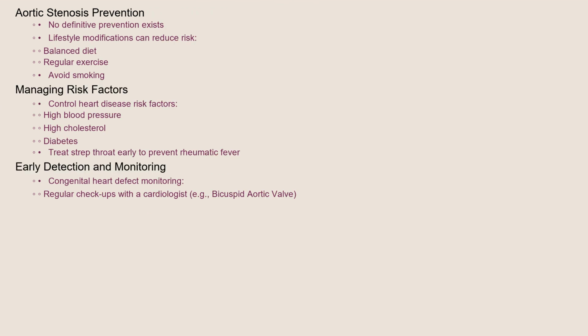Currently, there's no definitive way to completely prevent aortic stenosis. However, certain lifestyle modifications and preventive measures can help reduce the risk of developing or worsening the condition. These include maintaining a healthy lifestyle with a balanced diet, regular exercise, and avoiding smoking. Controlling risk factors for heart disease, such as high blood pressure, high cholesterol, and diabetes, is also crucial. Early detection and treatment of strep throat can help prevent rheumatic fever, which can lead to valve damage. If you have a known congenital heart defect, such as a bicuspid aortic valve, regular check-ups with a cardiologist are essential.